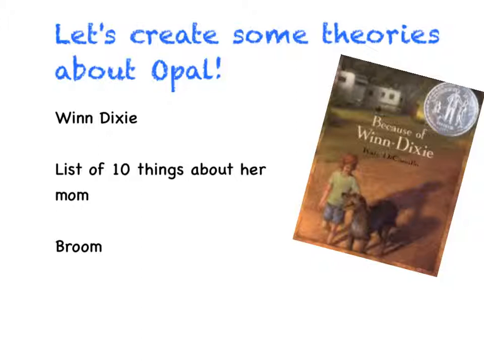The list of 10 things about her mom probably shows us that she does miss her mom quite a bit and thinks about her a lot, and maybe shows us a little bit that she's kind of lonely. And finally, the broom might make us believe that Opal is very hardworking. She would always sweep at Gertrude's Pets, and she would be very responsible and do the things that she needed to do.